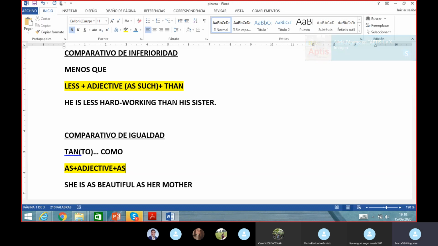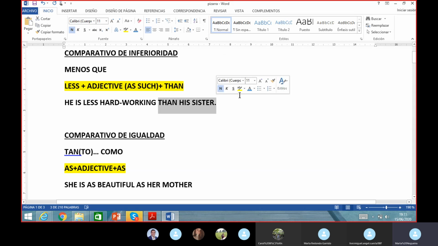¿Vale? Ya está. Entonces, esto es muy fácil. She is as. Tenemos el as, luego tenemos el adjetivo y luego as. Y aquí tenemos less, y luego el adjetivo y luego el than, ¿vale? Al igual que os he dicho antes, podría no aparecer el than, ¿vale? Y podría ser he is less hardworking. Él es menos trabajador. Y ya está. Y no tendría por qué aparecer esto. Siempre dentro de un contexto.